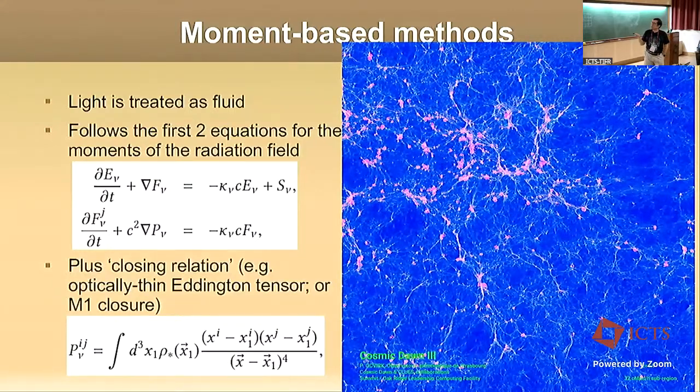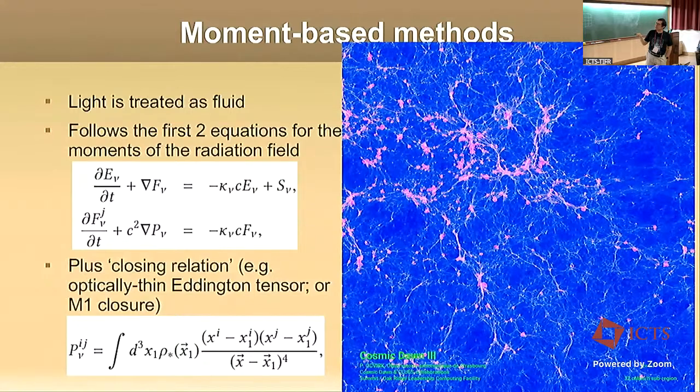I'll explain a bit more about it, but basically what you need to do here is that you solve these equations, which are the first and second moment of the radiative transfer equation. Now, that's normally not enough. Why is it not enough? Because, okay, let's say I know the source function because that's the property of my matter, but I still need to solve for E, for F, and for P. So I have 3 unknowns and not enough equations, right? So in principle, that's not enough.